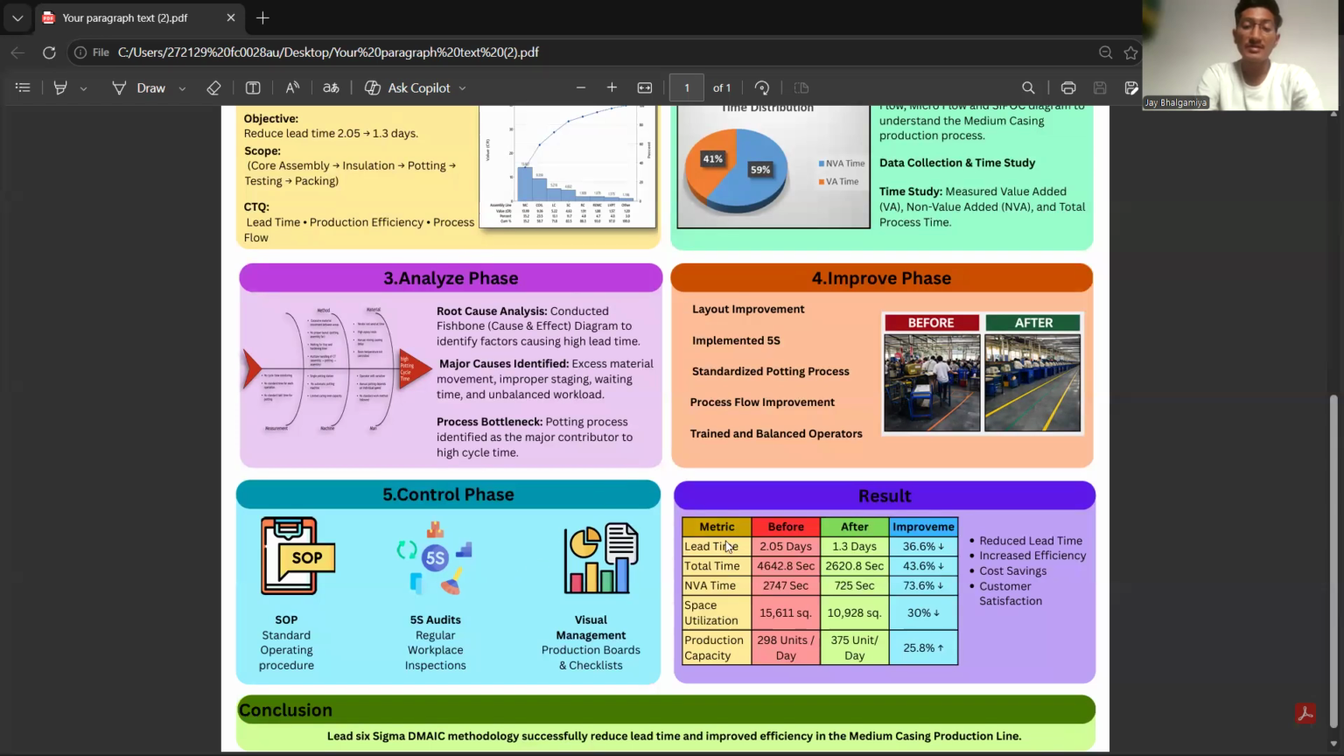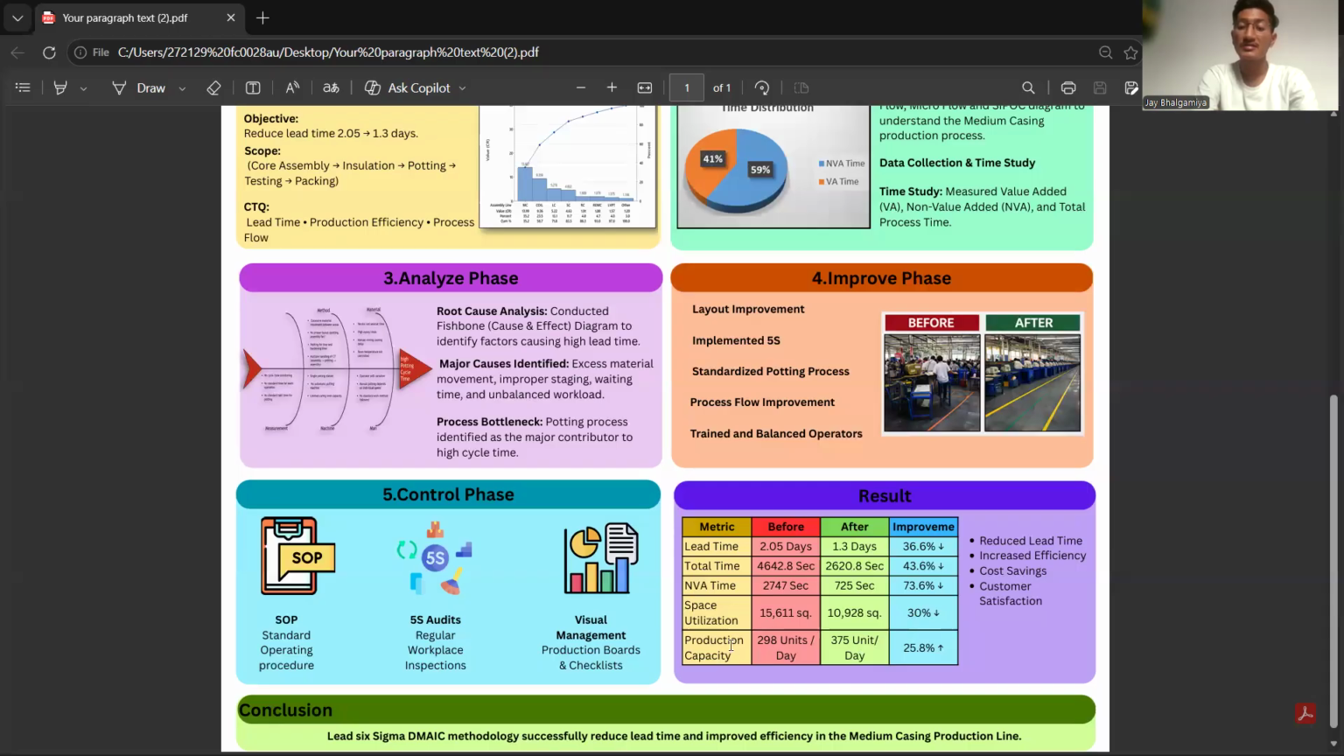And last one is the result. Lead time before was 2.05 days and after 1.3 days, around a 36% decrease. Total cycle time was 46 minutes 2.8 seconds before and after it was 26 minutes 0.8 seconds, a 43.6% reduction. NVA time was reduced by 73.6%. Space utilized was reduced by 30%.